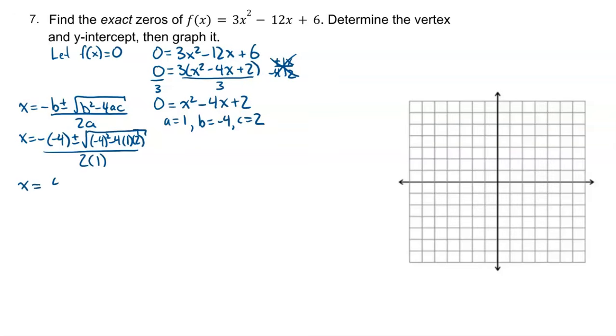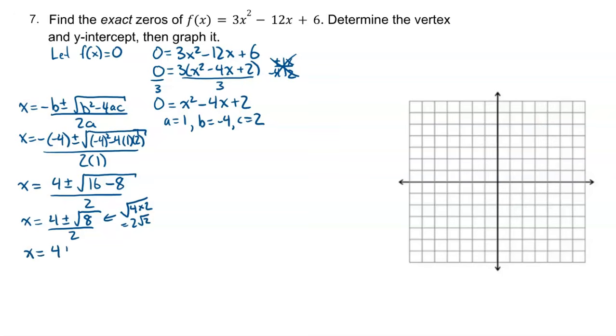And so now I'm just going to simplify that. Negative negative 4 is positive 4 plus or minus the square root of, negative 4 squared was 16, and then we have minus 8. If we keep going and we simplify that a little further, we end up getting the square root of 8 under the radical sign. And we know from the last question we did that that's actually the square root of 4 times 2, and the square root of 4 is 2. So we can write that as 2 root 2. So x is equal to 4 plus or minus 2 root 2, all divided by 2.